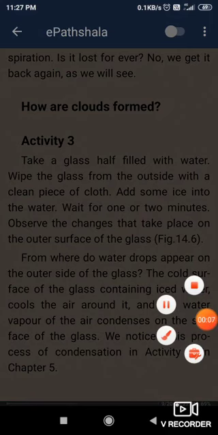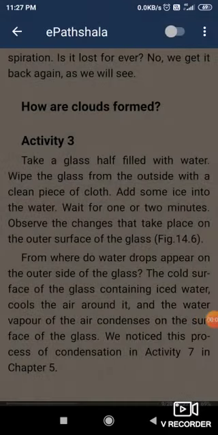Hello students, welcome again to the same chapter, that is water. Children, today we are going to see how clouds are formed. So let's see activity third.